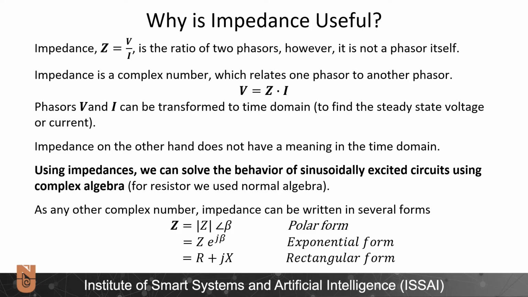However, using impedances, we can solve the behavior of sinusoidally excited circuits using complex algebra rather than working with differential equations. As any other complex numbers, phasors and impedances can be written in several forms, which are the polar form, exponential form, and rectangular form.